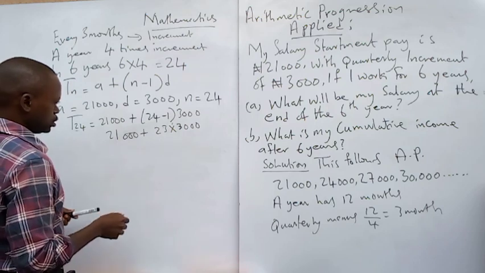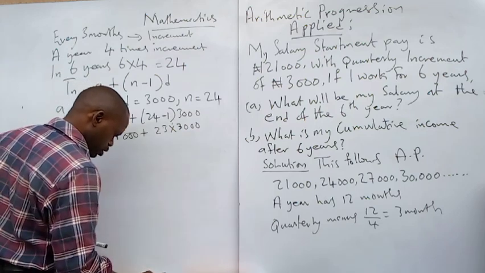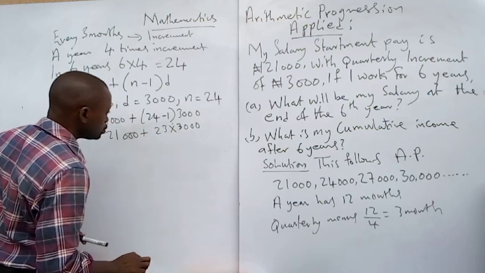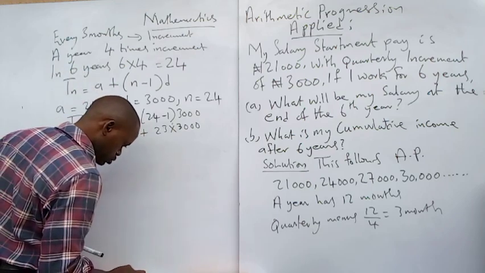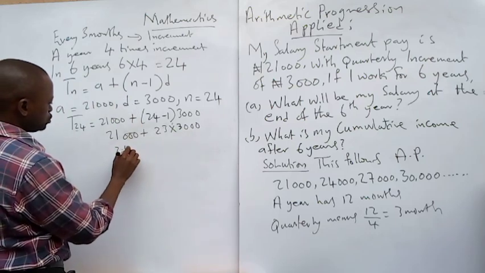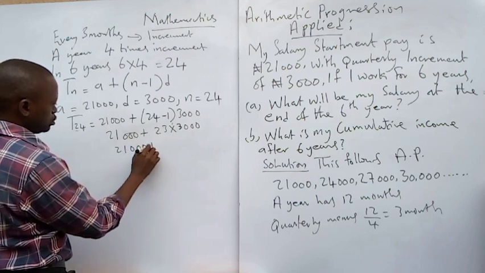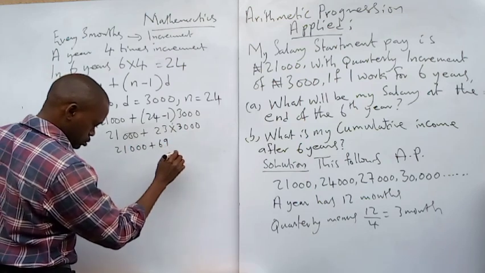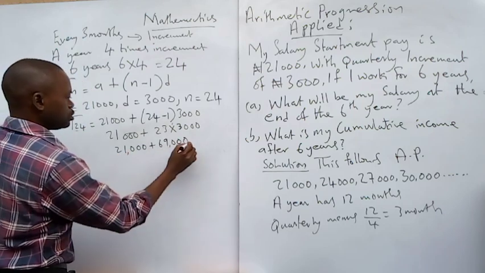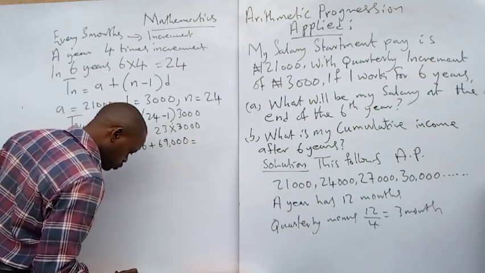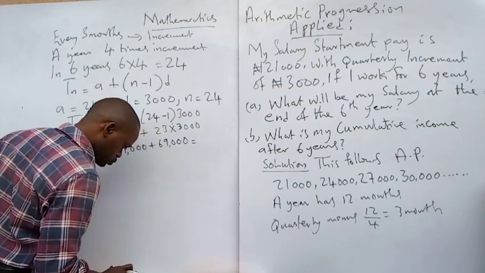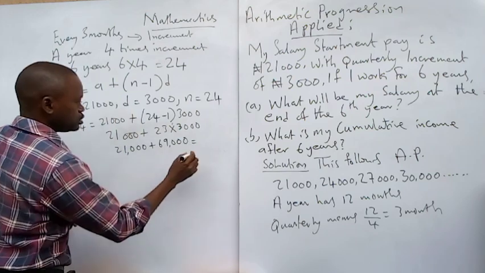So let me check what 23 times 3,000 is in my calculator. 23 times 3,000 equals, that's 69,000. So we have 21,000 plus 69,000. That will give us what? This plus 21,000. 1, 2, 3 equals 90,000.